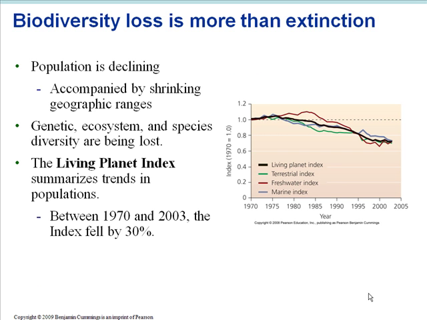Now, biodiversity loss is more than extinction. If a population is declining, you'll start to see it accompany a shrinking of its geographic range, and we're going to see genetic, ecosystem, and species diversity starting to be lost. The Living Planet Index, shown here on the right, summarizes trends in populations over time, and you can see that between 1970 and 2003, the Living Planet Index fell by 30%, measuring the population sizes of the species they're tracking.